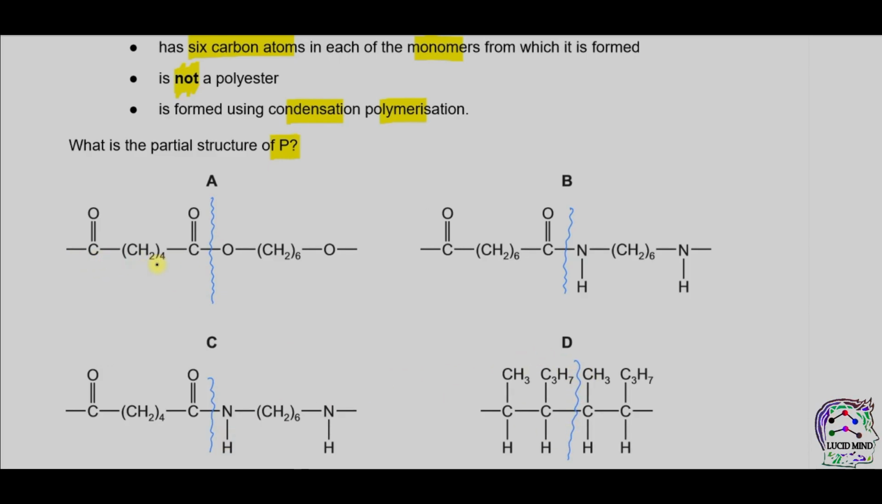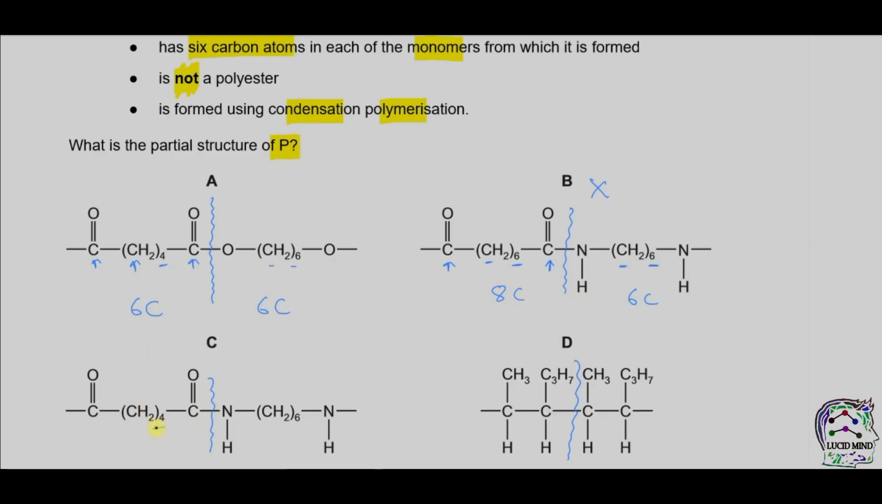Now let's look into the number of carbon atoms. In A there are 4 carbon atoms in the center, then 5 and 6. So there are 6 carbon atoms in one of the monomers and 6 carbon atoms in the second monomer. In part B, we have 6 carbon atoms in the center, this one is 7th, this is 8th. So we have 8 carbon atoms in one of the monomers and in the second monomer we have 6 carbon atoms. So B is incorrect as both of the monomers must consist of 6 carbon atoms each.